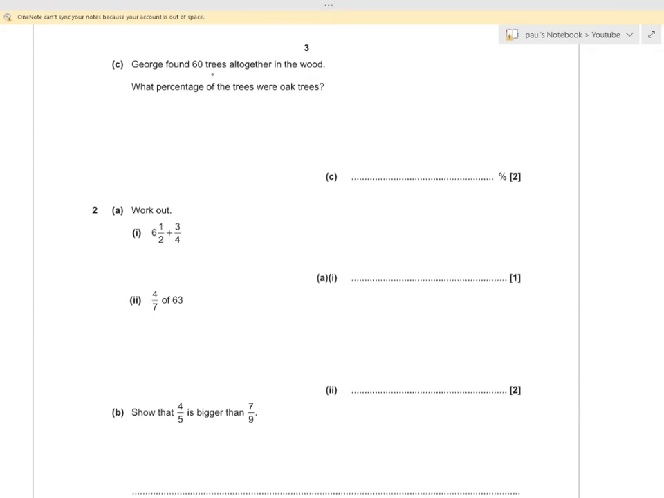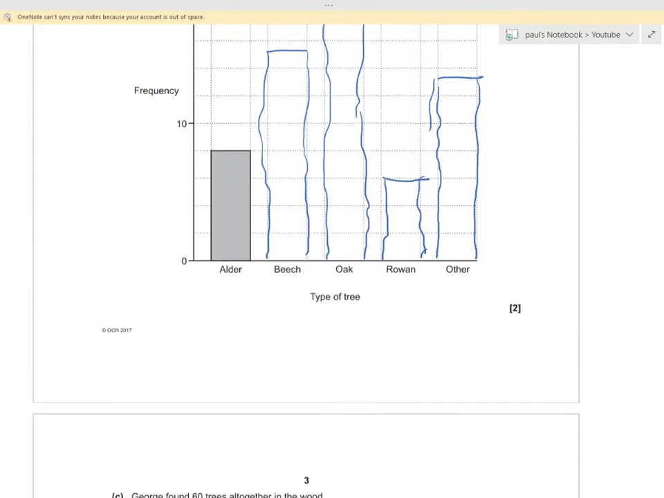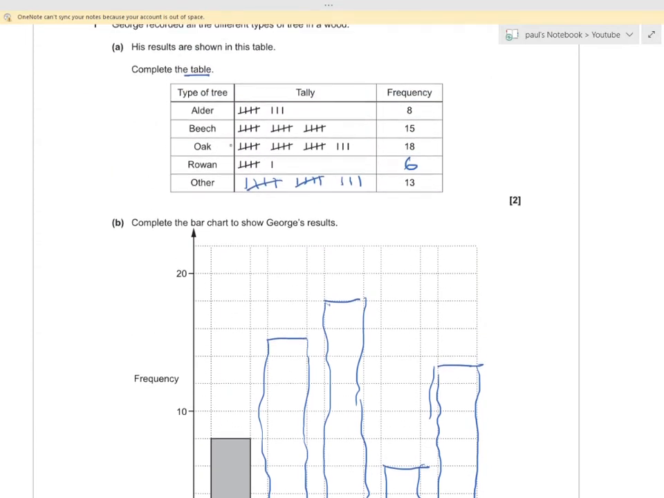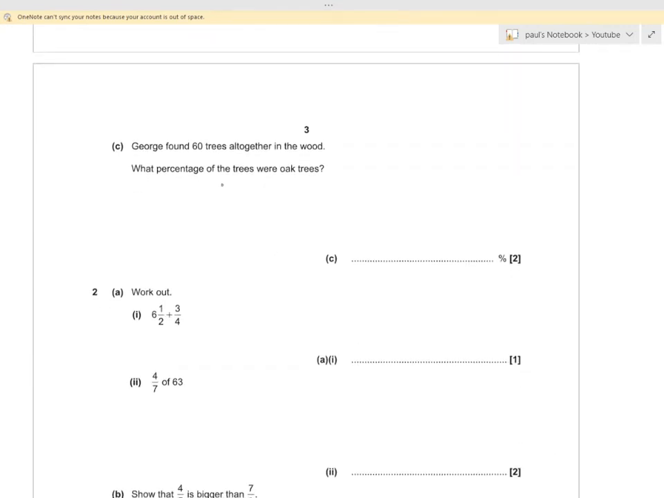Now George has found 60 trees altogether in the wood. What percentage of the trees were oak? So let's go back, find the oak. How many were the oak? The oak were 18. So it's 18 out of 60. Oh, we've got to work out the percentage.